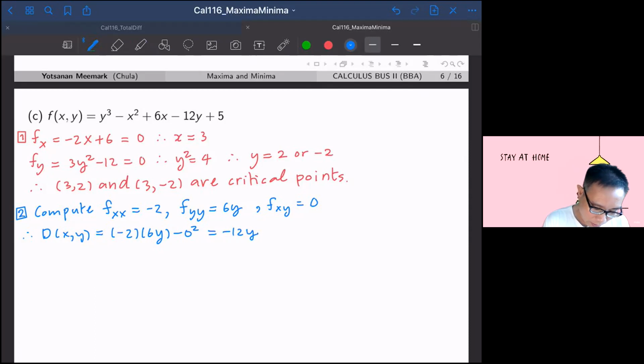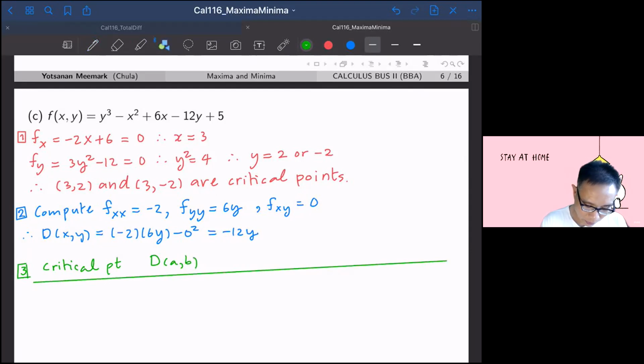The third step is we're going to analyze both critical points. For the third step, you're going to draw a table. Normally I'm going to teach you this way, with the critical point. So let me draw a table for you to see what's going on.